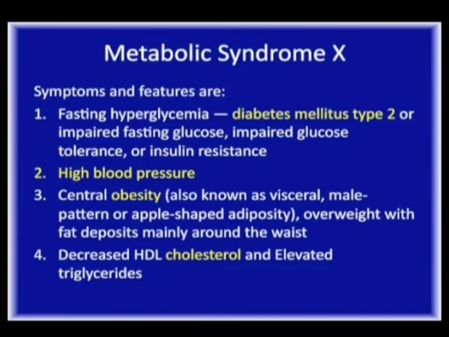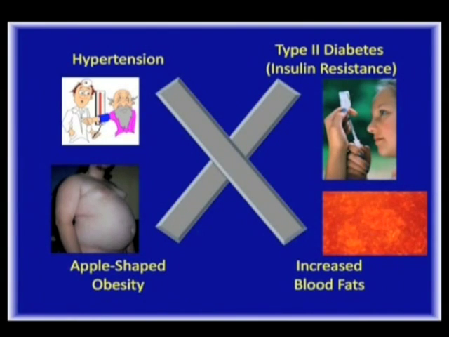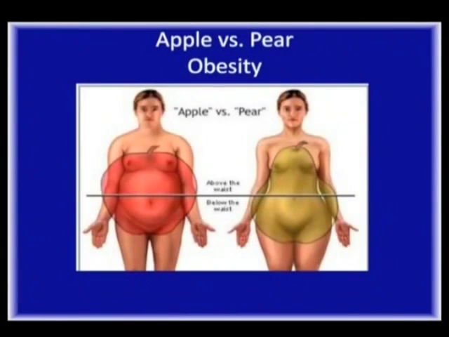Number 3, central obesity, also known as visceral, male pattern, or apple-shaped obesity. Overweight with fat deposits mainly around the waist. Number 4, decreased HDL cholesterol and elevated triglycerides. In this image you will see the things that you and or many of your friends are suffering from: high blood pressure, type 2 diabetes, apple-shaped obesity, and increased blood fats. This syndrome with these 4 things often leads to heart attacks, strokes, fibromyalgia, and eventually cancer.